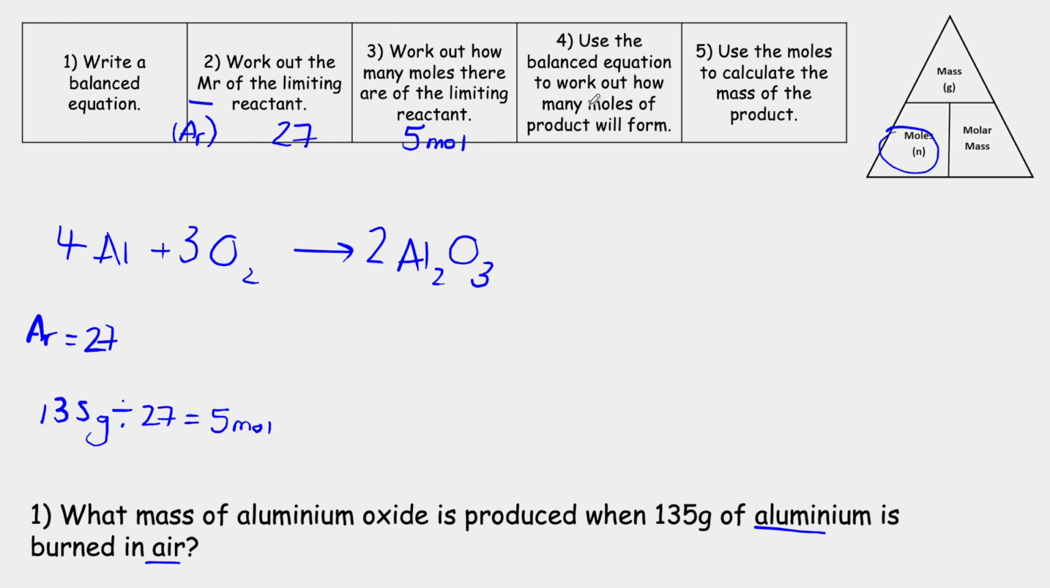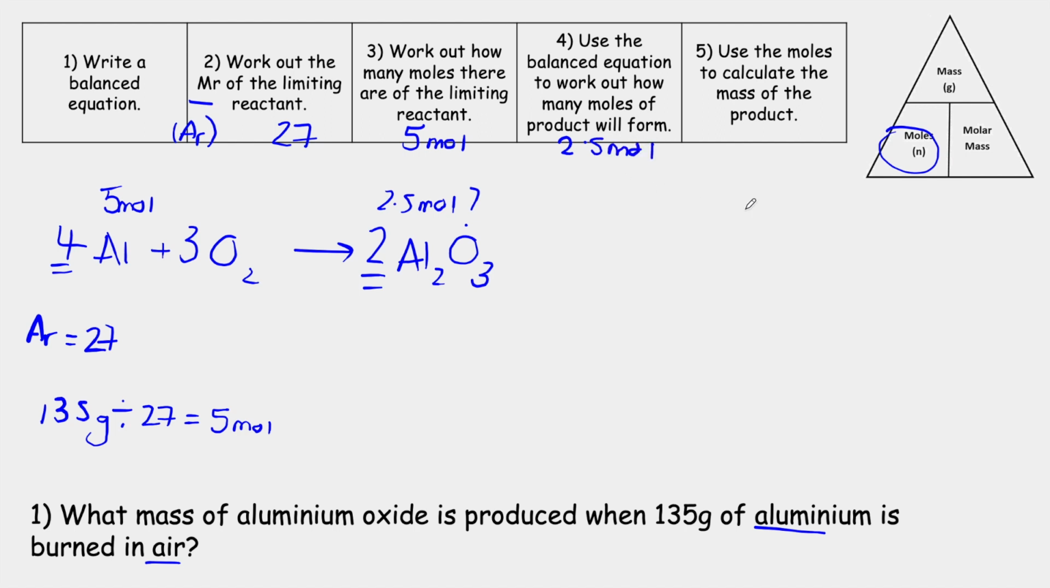Now we need to use the balanced equation to work out how many moles of our product will form. So remember, like we said before, this is a molar ratio. So if I form 5 moles of this, how many moles of this will I form? Well, look at the ratio. It's 4 to 2. So effectively, this aluminium oxide is half the amount of the aluminium, because it's a 4 to 2. 2 is half of 4. So if we have 5 moles on this side, we'll form 2.5 moles on this side. So we've worked this out.